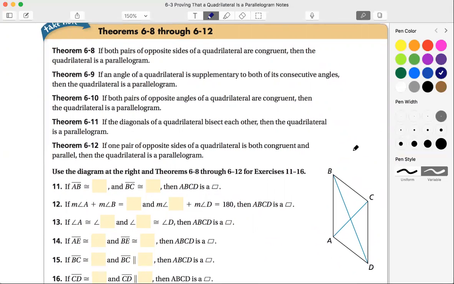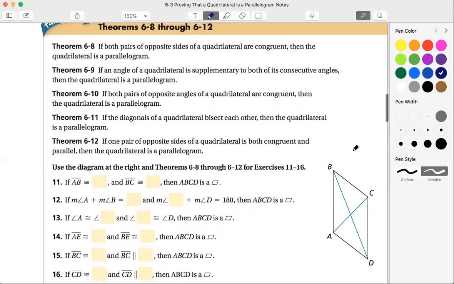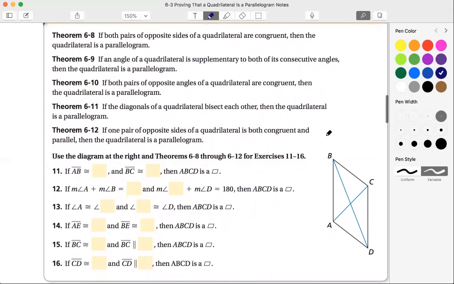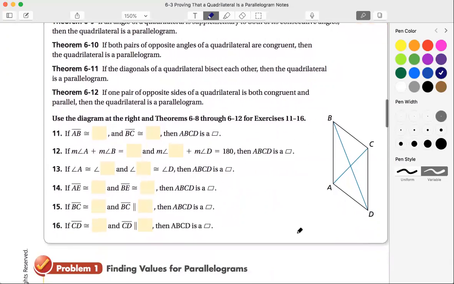6-10, if both pairs of opposite angles of a quadrilateral are congruent, then the quadrilateral is a parallelogram. If the diagonals of a quadrilateral bisect each other, then the quadrilateral is a parallelogram. And if one pair of opposite sides of a quadrilateral is both congruent and parallel, then the quadrilateral is a parallelogram. So use the diagram at the right, and we're going to mark these things off.